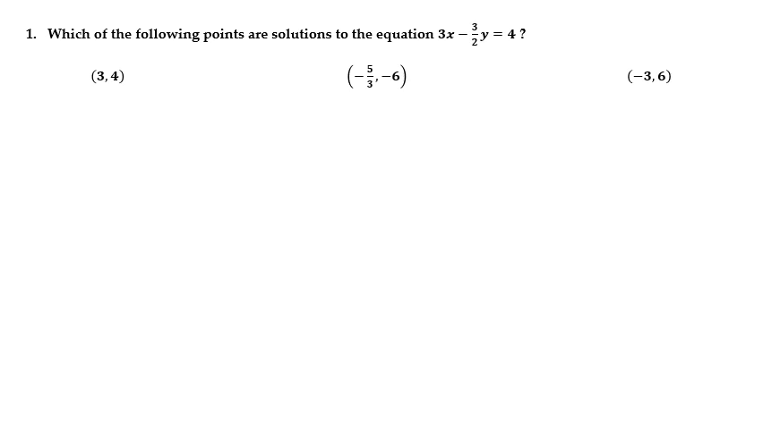Which of the following points are solutions to the equation 3x minus 3 over 2y is equal to 4? Now, what are we trying to do here in this problem? Essentially, we're asked to give a yes or a no answer for each of these three ordered pairs or points. So for each one of them individually, the answer is going to be a yes or a no. Yes, that point is a solution to the equation, or no, that point is not a solution to the equation.